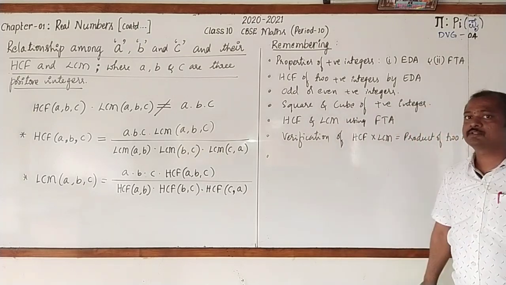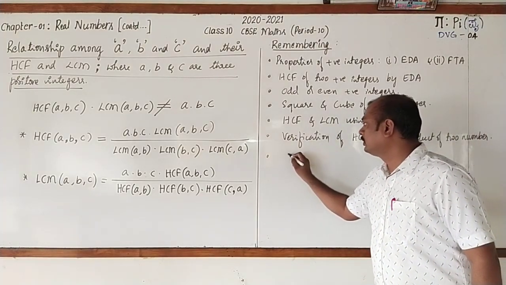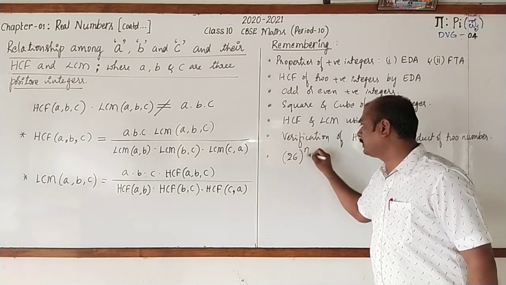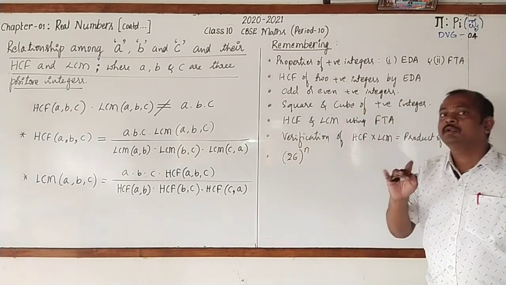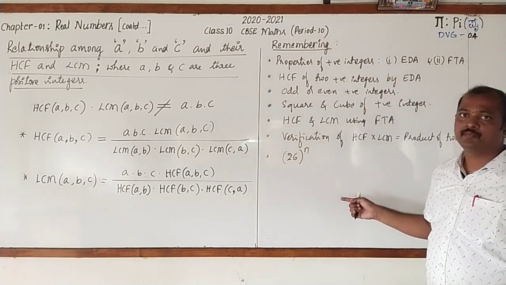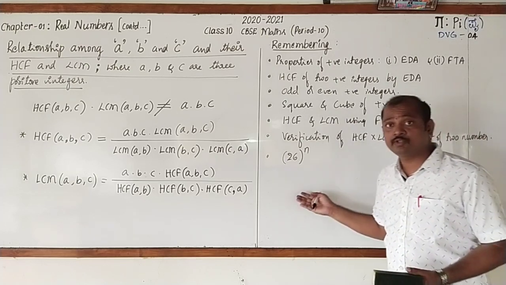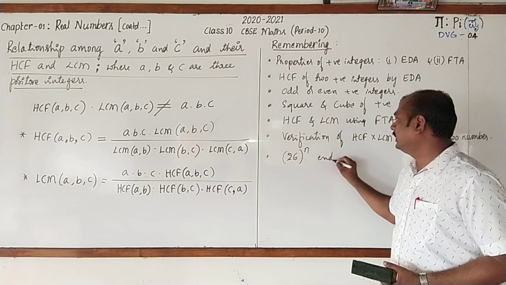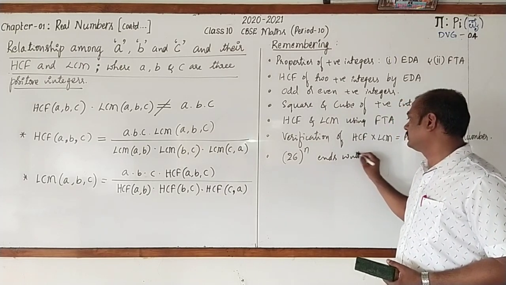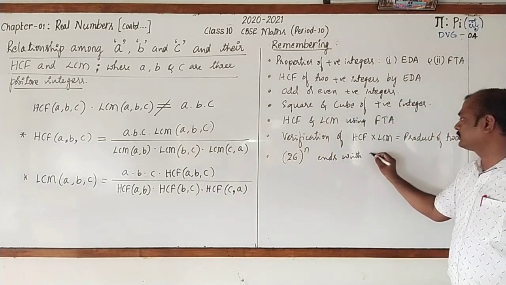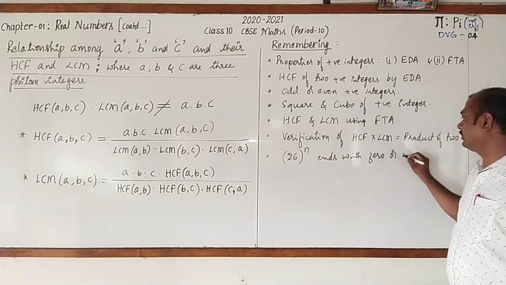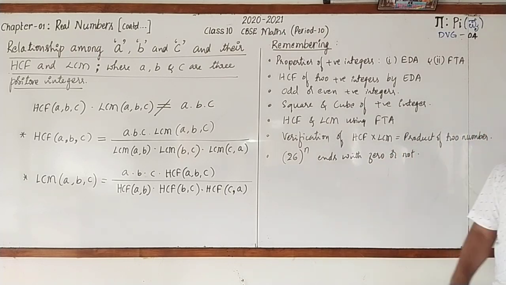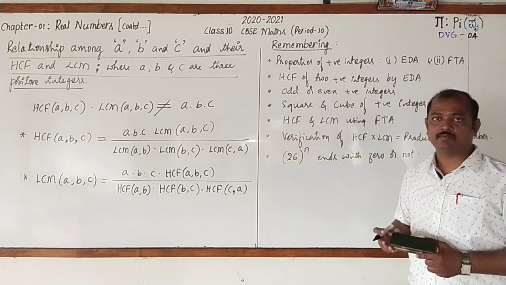Next, another type. It is also very important. 26 whole raised to the power n. Does it end with 0? You are going to check that. Got it? Ends with the digit 0, ends with 0 or not. Verify that where n is a natural number.